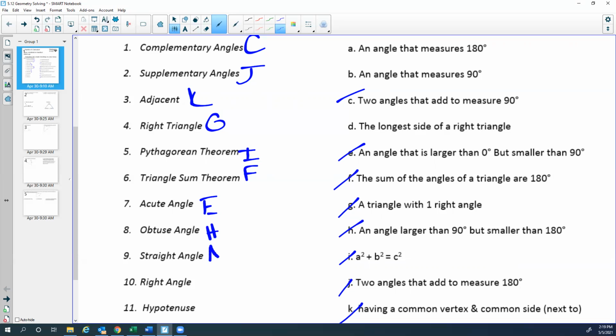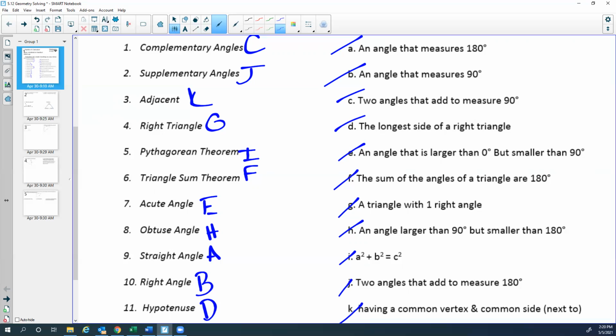A straight angle is going to be A, an angle that measures 180 degrees. Right angle is going to be B, an angle that measures 90 degrees. And lastly, hypotenuse is going to be D, the longest side of a right triangle. Now, all of these definitions we are going to use to go ahead and work through some problems.